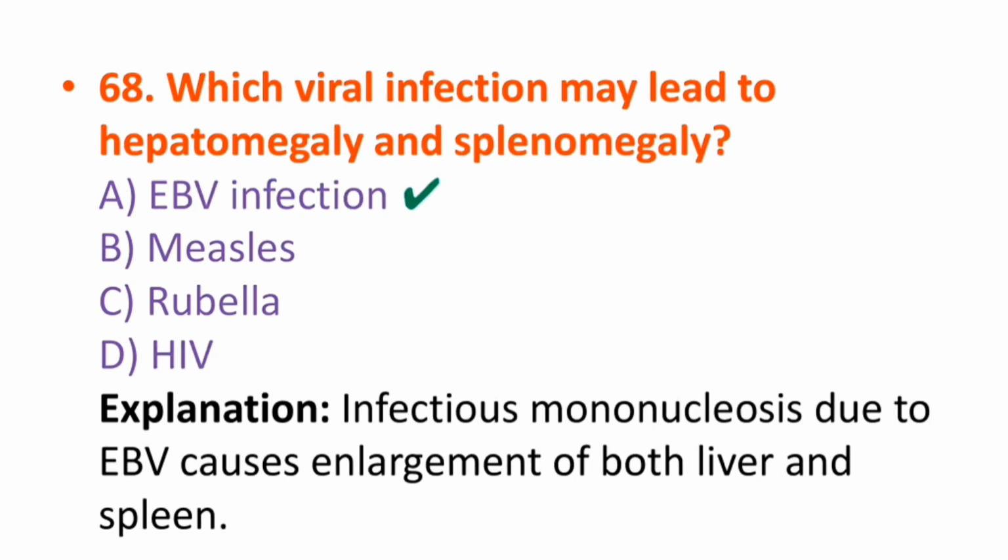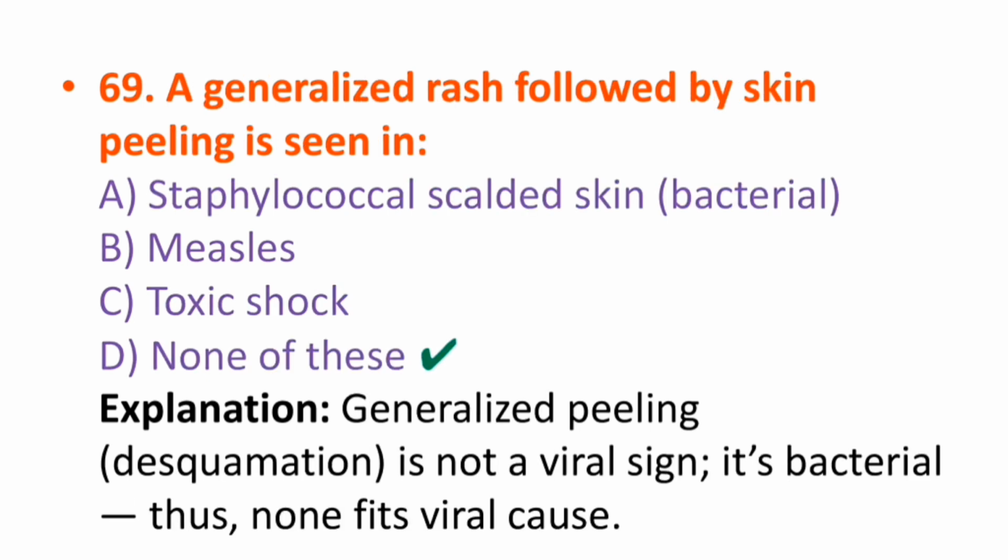Which viral infection may lead to hepatomegaly and splenomegaly? The options are: option A, EBV infection; option B, measles; option C, rubella; option D, HIV. The correct answer is option A, EBV infection. Infectious mononucleosis due to EBV causes enlargement of both liver and spleen.